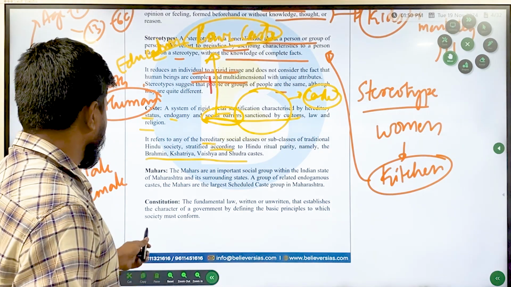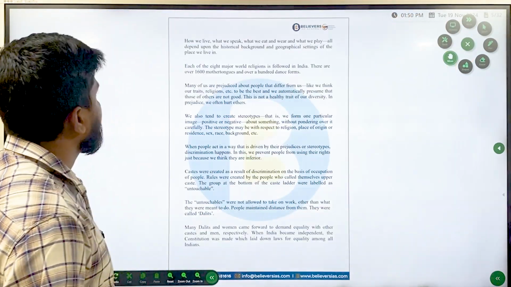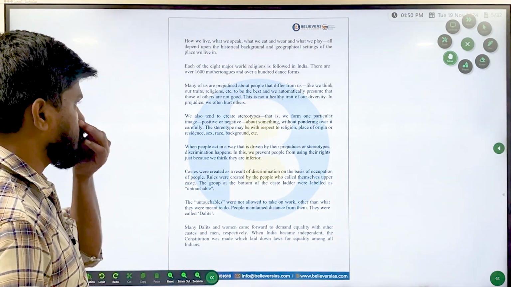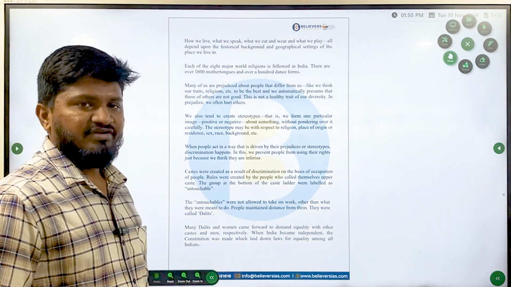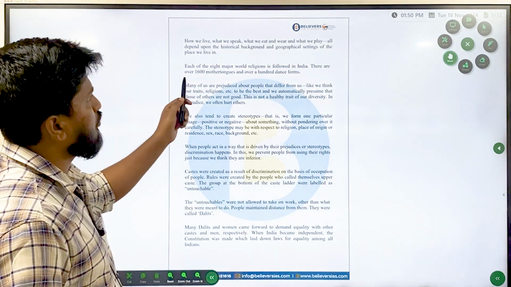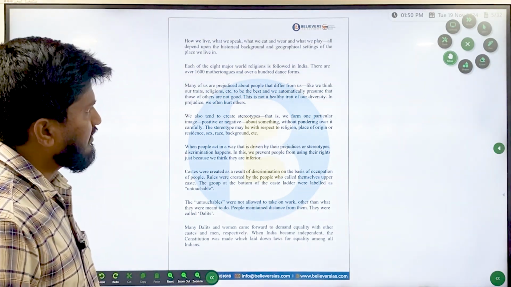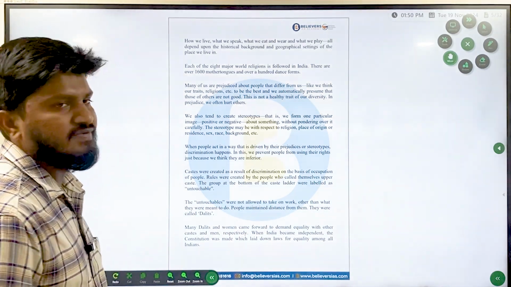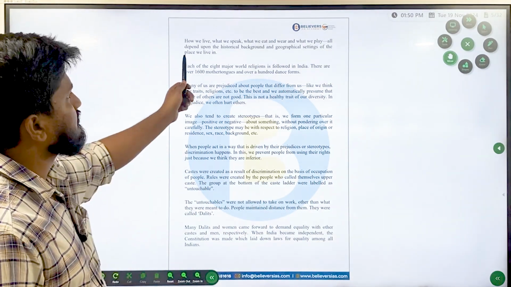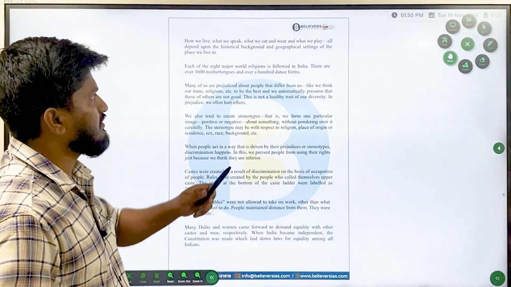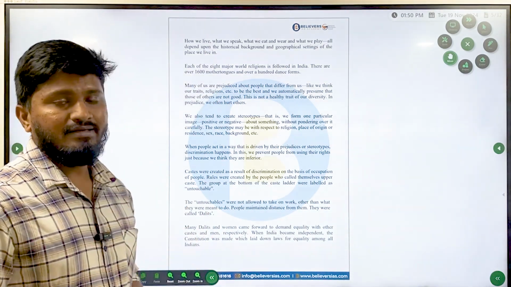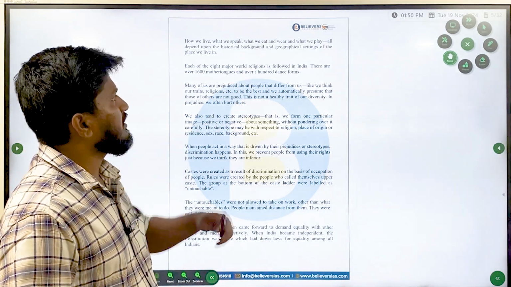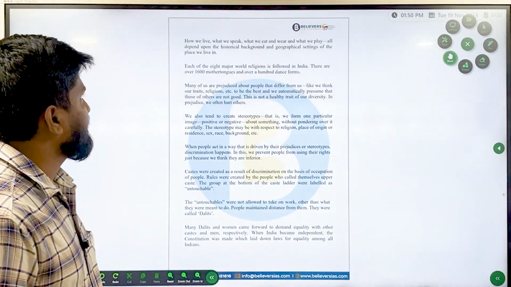And then after this, we'll try to understand differences in India. The differences arise based on how we speak, what we eat, what we wear, what we play. All of it depends on the historical background and the geographical settings of the place we live in. Where we live, how we speak, eat, wear, everything provides differences. However, these differences are the result of the historical background and geographical settings of the place we live in.